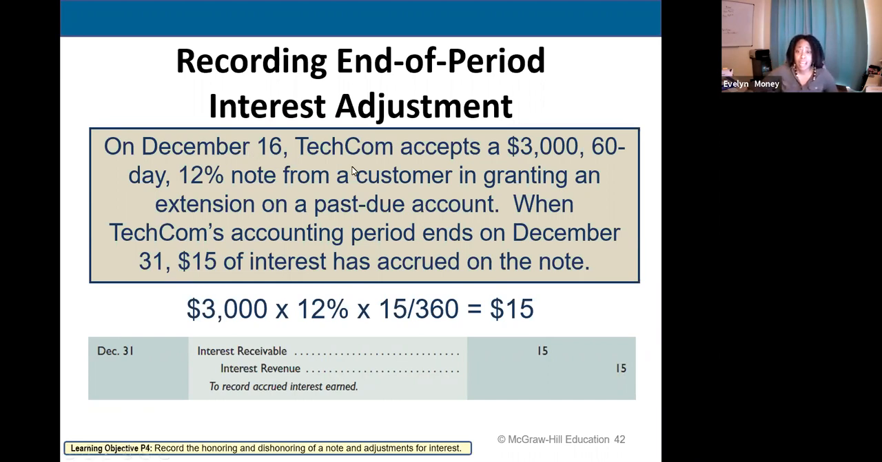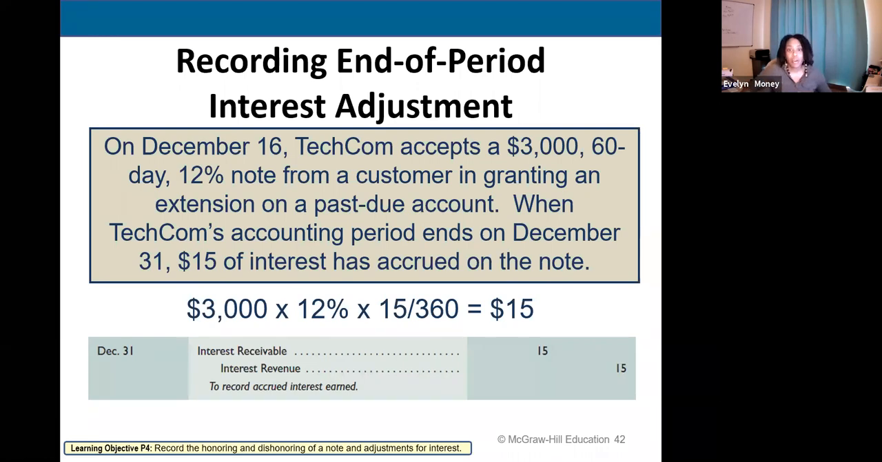So on December 16th, TechCom accepts a $3,000 60-day 12% note from a customer, granting an extension on a past due account. When TechCom's accounting period ends on December 31st, $15 of interest has accrued on the note. So on December 16th, we would have debited notes receivable for $3,000 and credited accounts receivable to take the customer's accounts receivable off the books. Time passes. This is a 60-day note, so it's not going to mature until sometime in February.